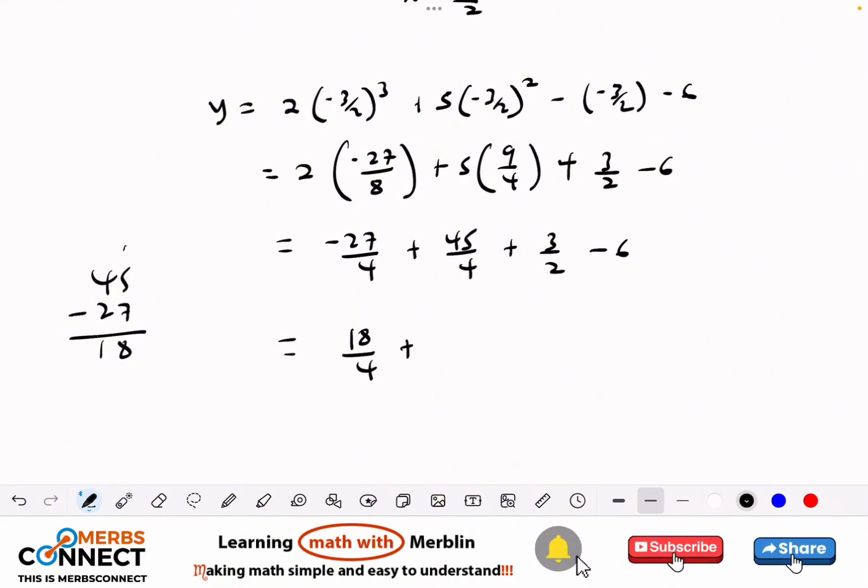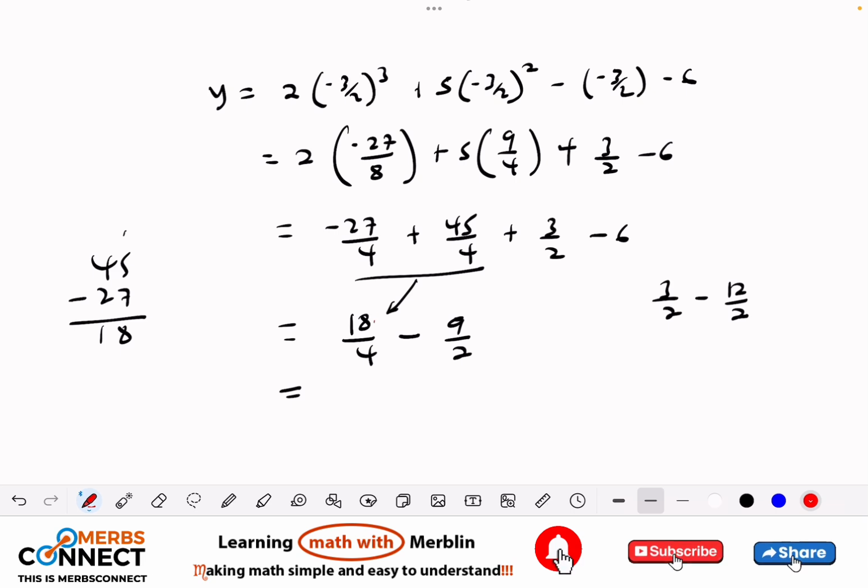So let me just do this one to the one here. So I've combined this one and I'm getting this. Let me combine this one too. So 18 over 4 plus 3 over 2 minus 6. 6 is the same as 12 over 2, so that we can have a common denominator, right? So when I subtract the top, I'm going to have minus 9 over 2. Is that right? Yes, that is right. So this is what I'm getting.